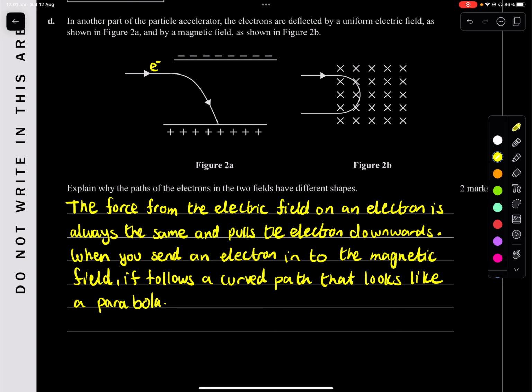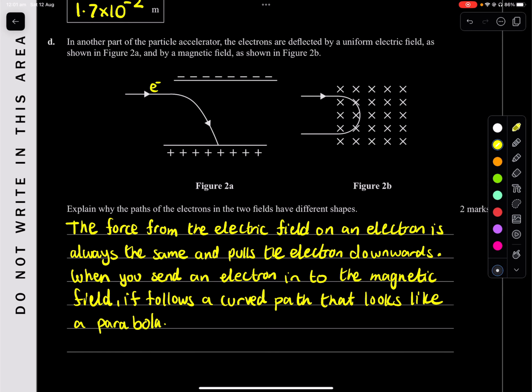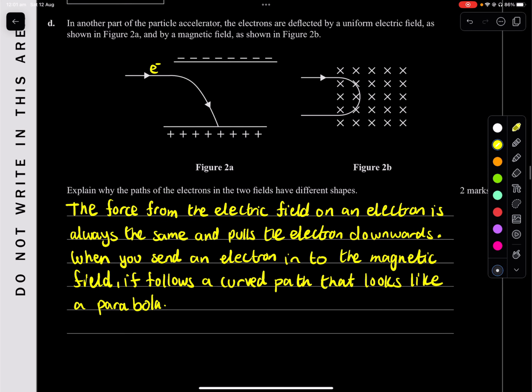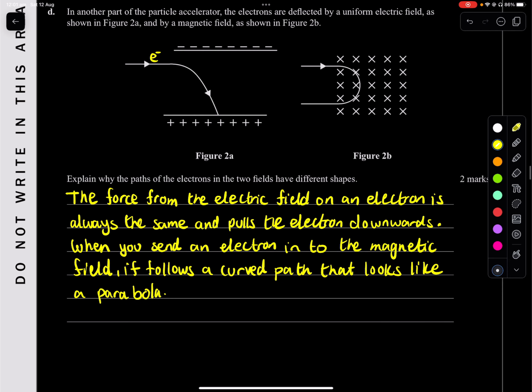Is that true? Yep. So that should give me the marks. That's 2 dot points, if you can see. So that's one over here, and then also one over here. So the force from the electrical field on an electron is always the same and pulls the electron downwards. When you send an electron into the magnetic field, it follows a curved path that looks like a parabola.